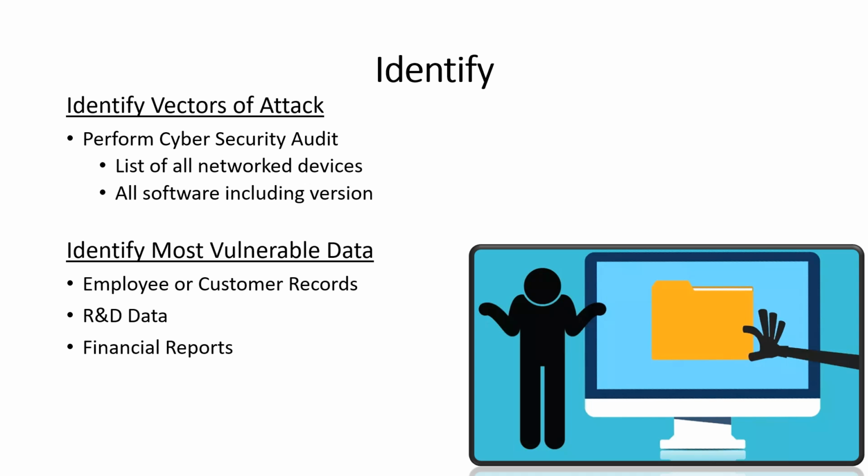This can be started by identifying vectors of attack by performing a cybersecurity audit. This could be listing all network devices and all software, including the version number and platform. Identifying the most vulnerable data could be employee or customer records, R&D data, or financial reports.